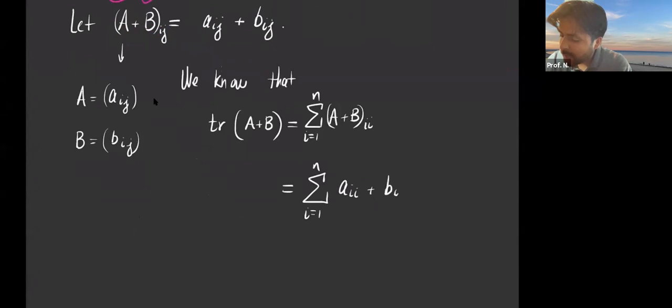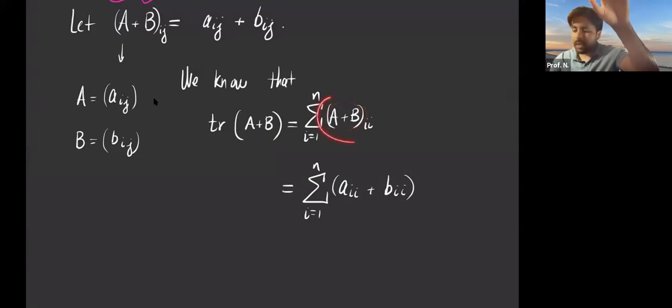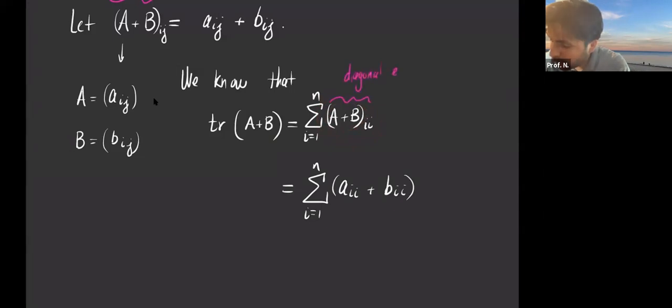A_ii plus B_ii. We're taking the diagonal entry of A, the diagonal entry of B, and we're adding them, right? Do you guys see that? So the trace of A plus B, when we take a random square matrix A and a random square matrix B, same dimensions, is like taking the diagonal entries of A plus B, right? That's what this is saying: the diagonal entries of A plus B.